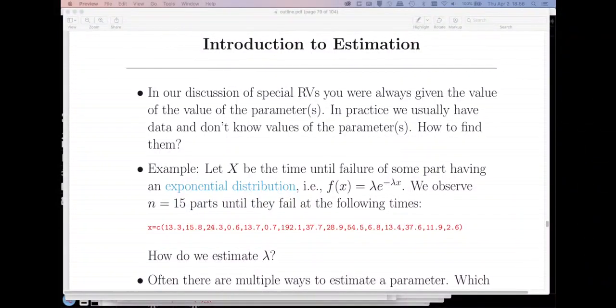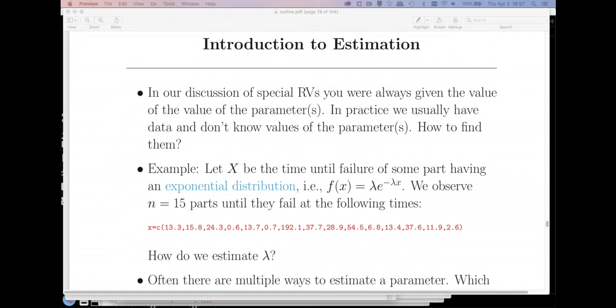Welcome back. We are now going to discuss the chapter on estimation, which is a very important part of statistics and machine learning in general. So I'd like to begin this discussion with a question. And so the question is, how do you find the parameters of some distribution?